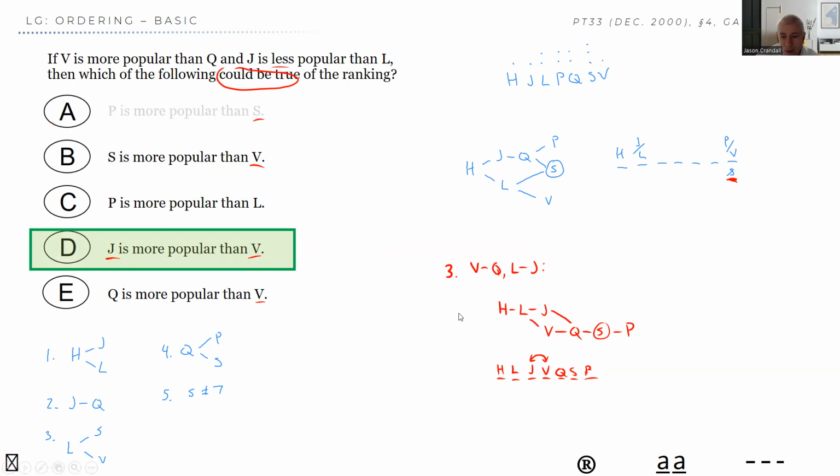S before V is not possible because whether or not V is third or fourth, V is still ahead of S. So that's not possible. P before L is not possible because L is now second, and the only thing before L is H. And then Q before V is not possible anymore because Q comes in the fifth spot and V is either third or fourth.